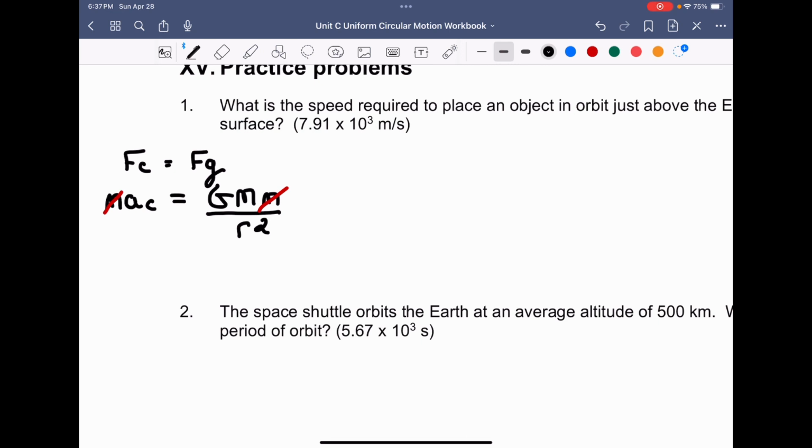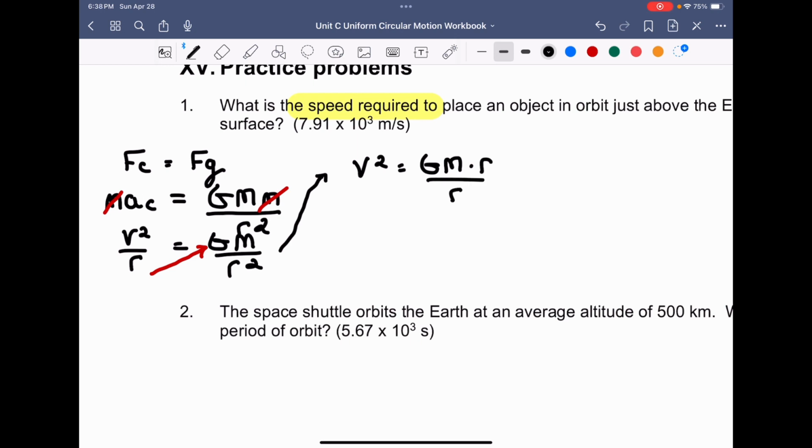Now, we have to choose an ac from our formula sheet. ac can appear in two different forms, one involving speed, one involving period. Because they asked what the speed required is, we're going to make this v squared divided by r equal to G capital M divided by radius squared. Now, I'm going to cross multiply. I'm going to take the r from the denominator up to the numerator, and my statement becomes v squared equals GM multiplied by r, divided by radius squared.